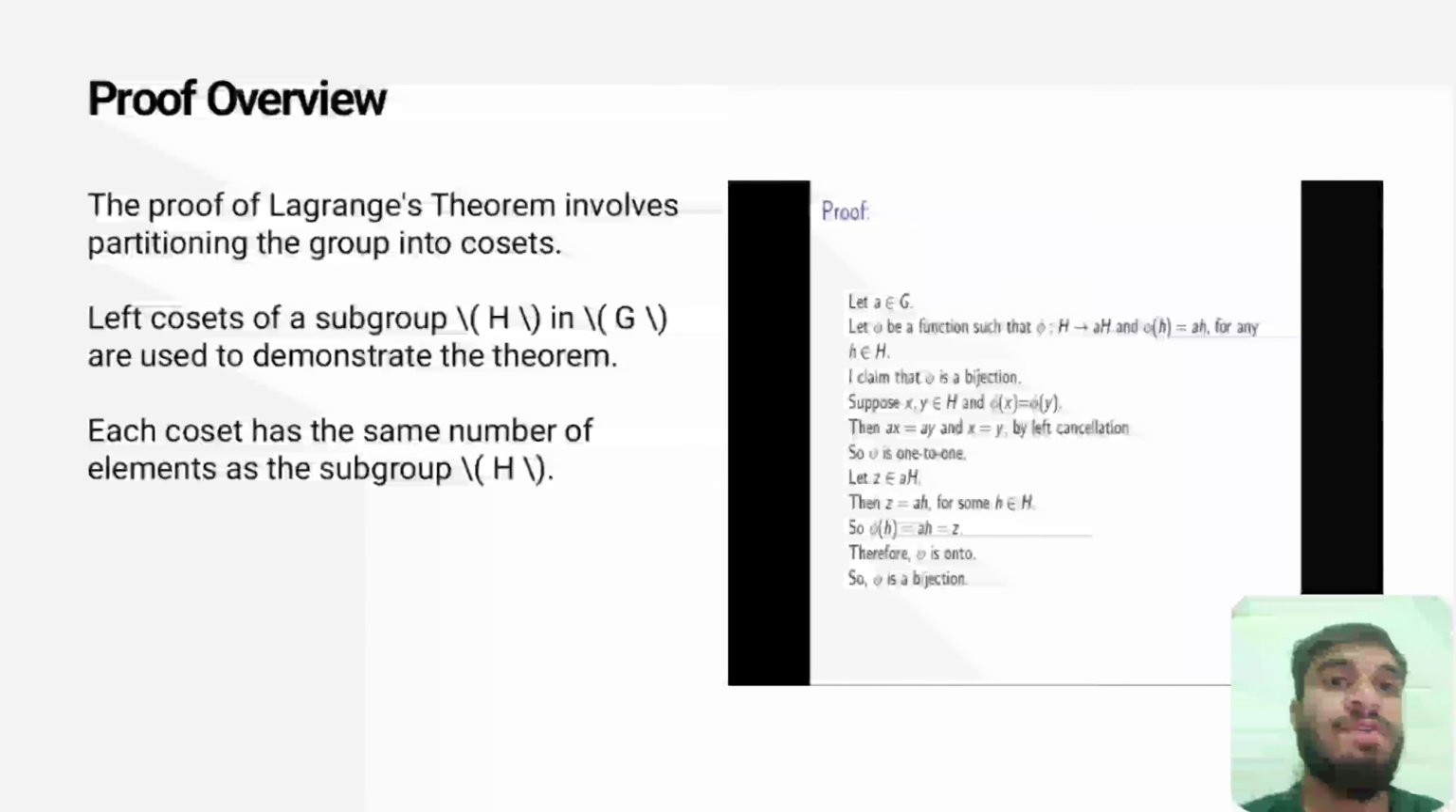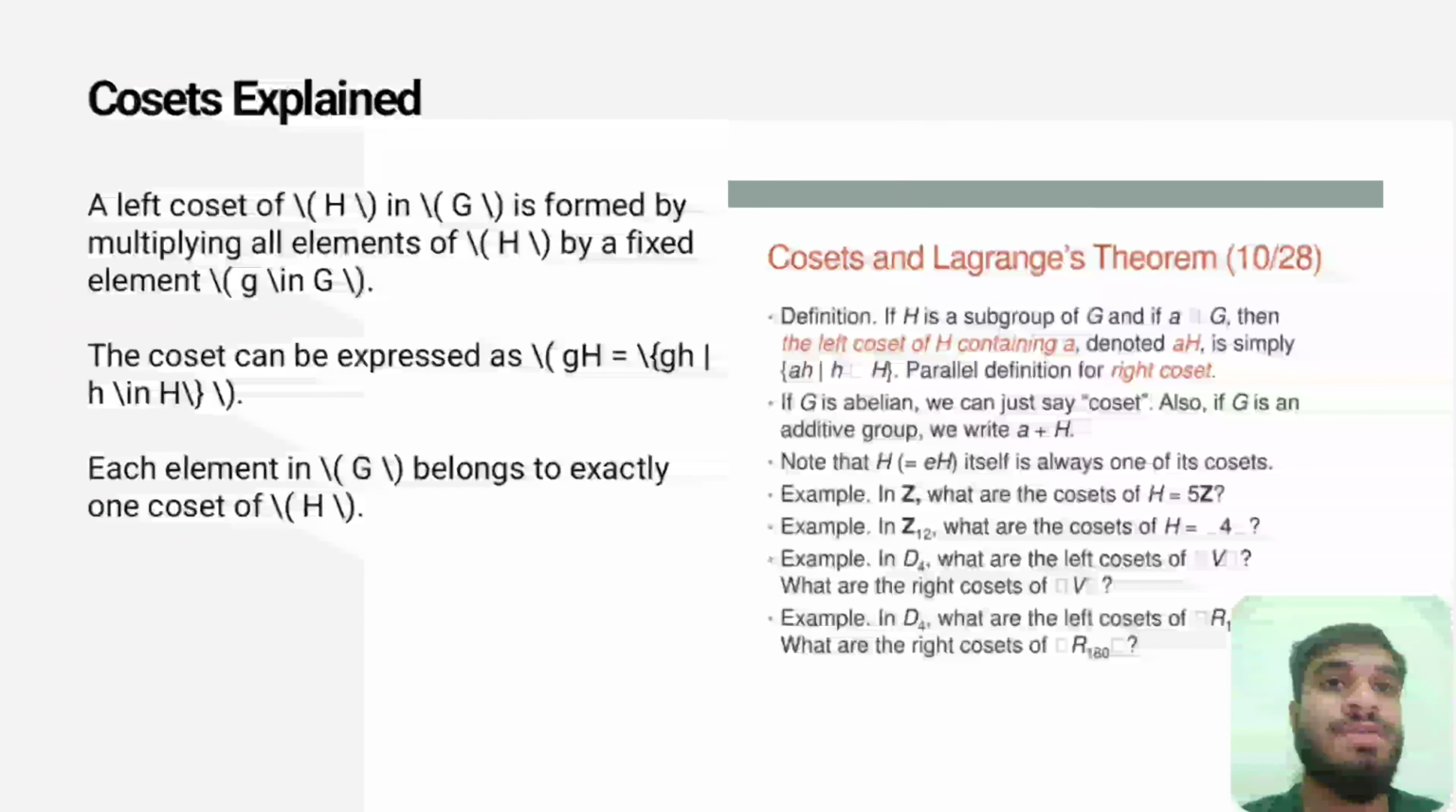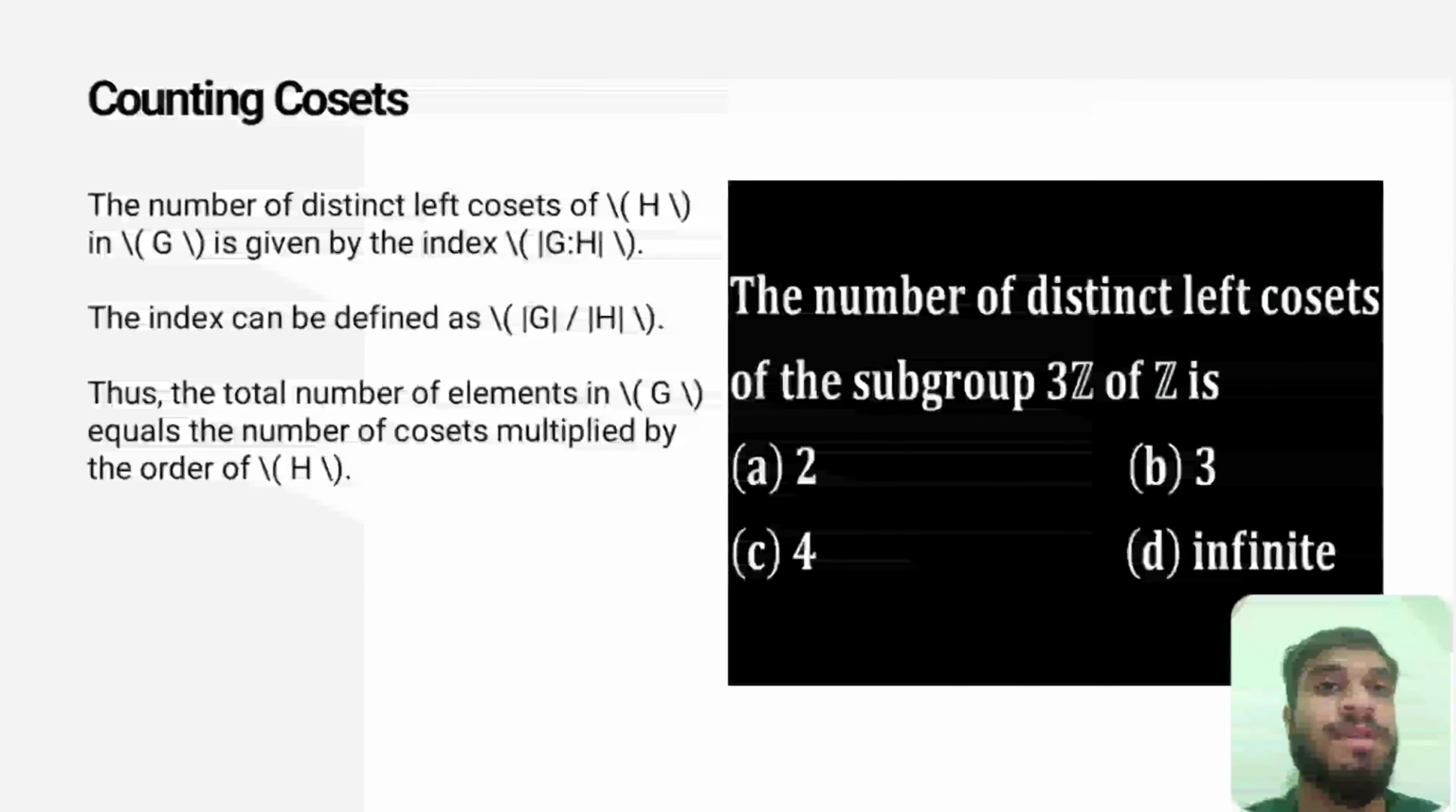Proof overview. The proof of Lagrange's theorem involves partitioning the group into cosets. The left cosets of a subgroup are used to demonstrate the theorem. Each coset has the same number of elements as the subgroup. A left coset is formed by multiplying all elements of the subgroup by a fixed element. Each element belongs to exactly one coset. Counting cosets: the number of distinct left cosets is given by the index, defined as the order of G divided by the order of H. The total number of elements equals the number of cosets multiplied by the order of H.